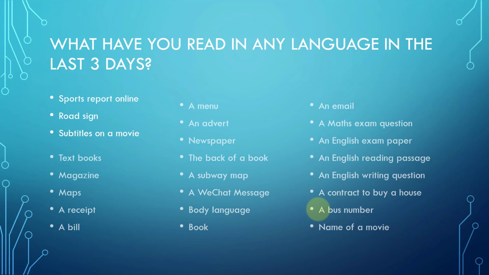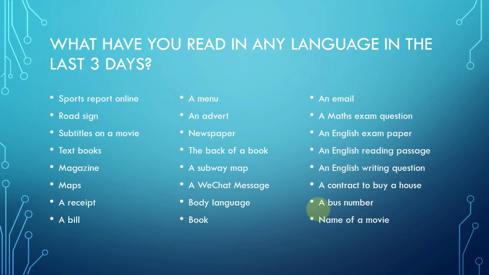These are some of the things that you could have written. There's lots of things here. Things like textbooks, so books you study at school, magazines, maps, receipts, bills, menus, adverts, newspapers, the back of a book, a subway map, a WeChat message. It could be a Line message, a KakaoTalk message, a Messenger message, a WhatsApp message. Body language I put there. You could argue whether we read it or not.